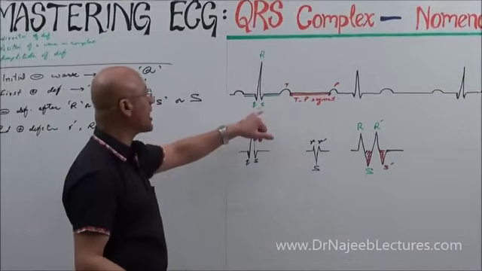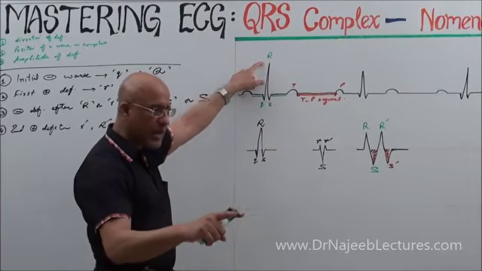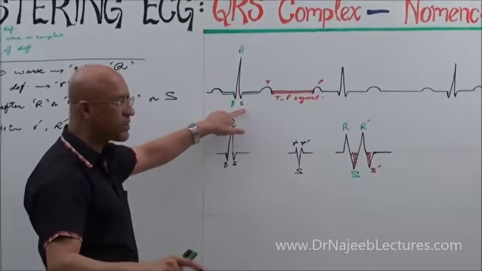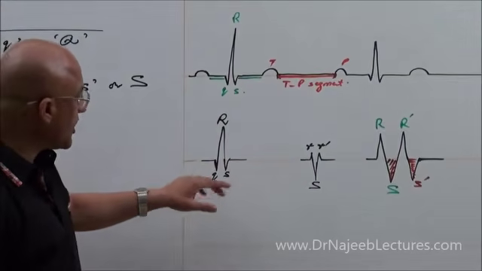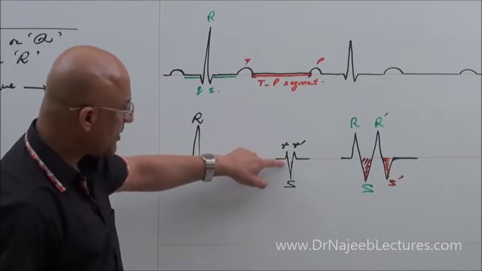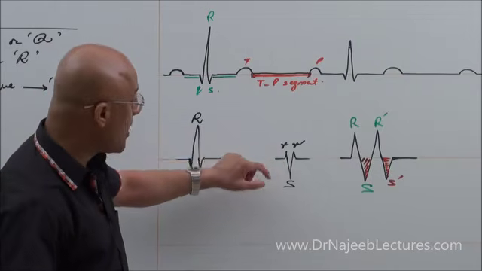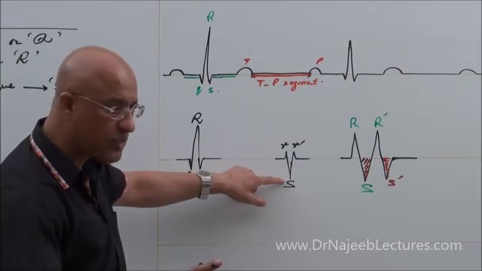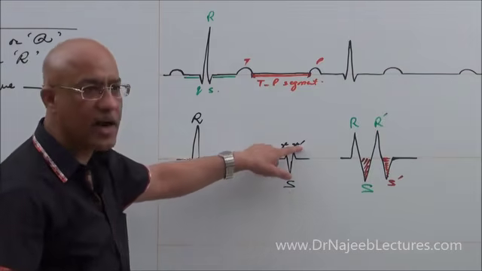What I really wanted to put in your mind is that this nomenclature is easy to remember: just QRS. The first positive is R wave, any negative before the R wave is Q, and any negative just after the R wave is S wave. Here there is no Q wave, because there is no initial negative deflection. But the first positive is R wave, after that the negative is S wave, and if still one more positive appears, then it is R prime.